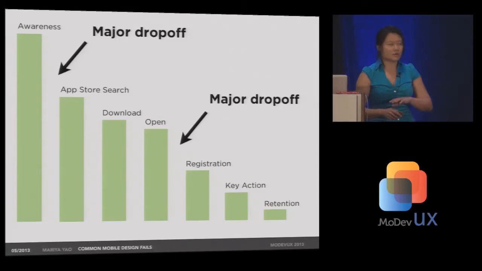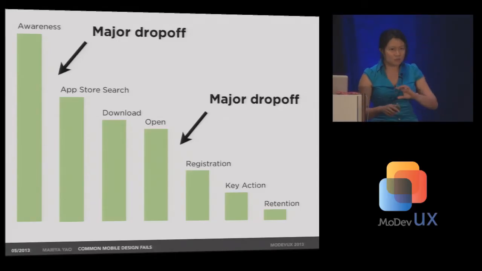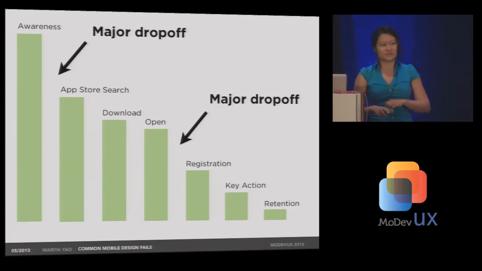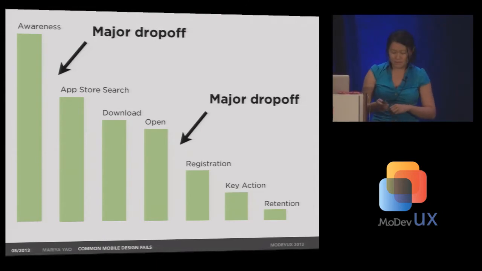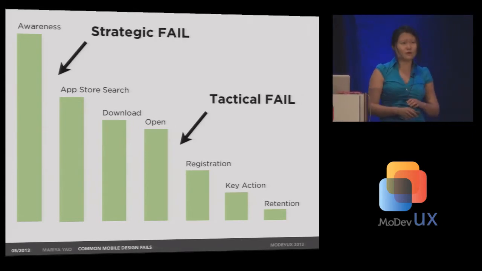So there are two big areas of drop-off that typically happen for mobile apps. And they are between awareness and App Store search, and also between opening an app for the first time and then registering and taking some kind of critical action. Now, these are caused by two different kinds of mistakes. What I would call a strategic fail versus a tactical fail.